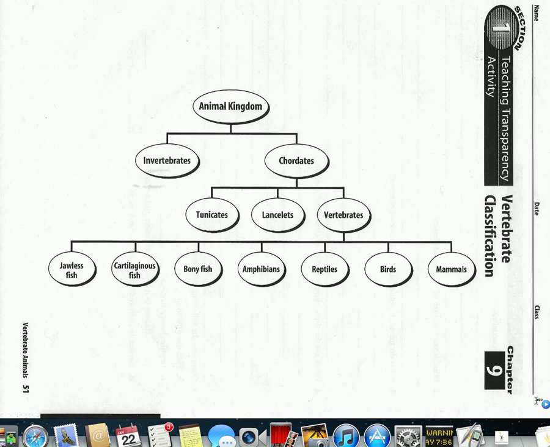Okay, so this is a picture of our animal kingdoms. Now at the top, we have invertebrates and chordates. So our chordates come down, and they're separated into three pieces. We have the vertebrates, the lancets, and the tunicates. Now the vertebrates, which we're focusing on today, are going to focus on the mammals, birds, reptiles, amphibians, bony fish, cartilaginous fish, and jawless fish. So a lot to think about there.